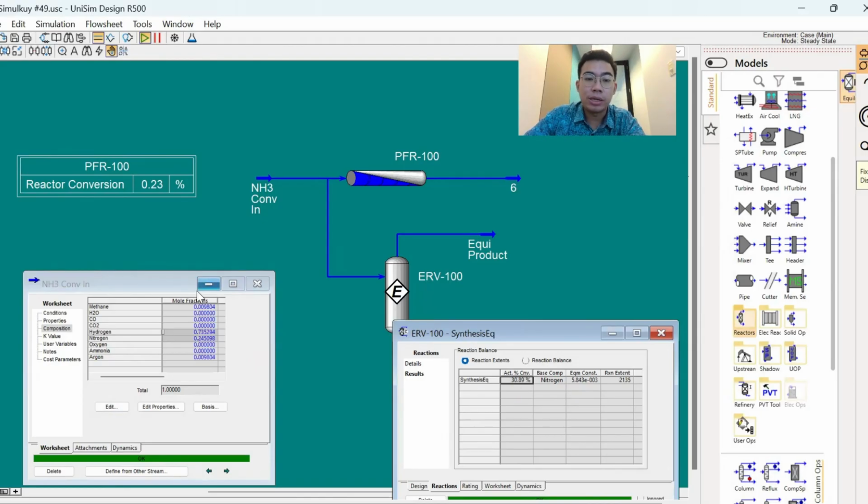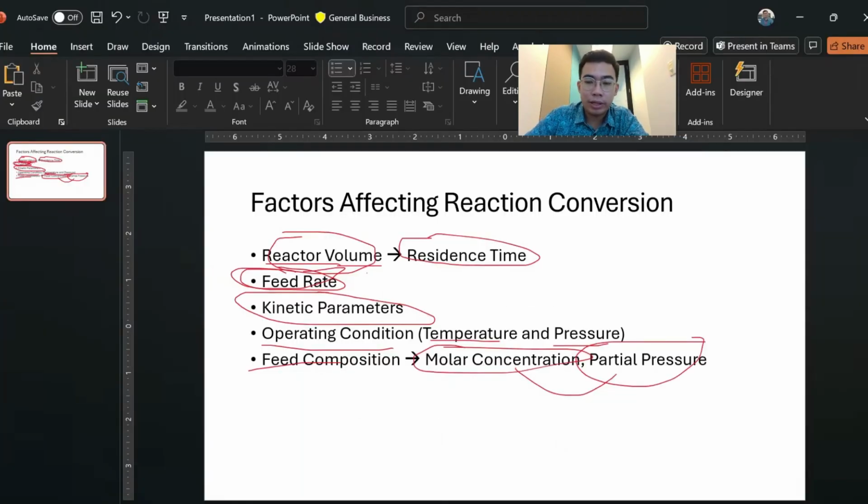Because in kinetic terms, if you have more concentration, it means that the molar concentration or the partial pressure will increase. So definitely it will increase the reaction rate. But in terms of equilibrium conversion, it is not always like that. Okay, so that's all that I can deliver about reactor tuning. We were able to demonstrate all of these 5 factors that affect the reaction coefficient.